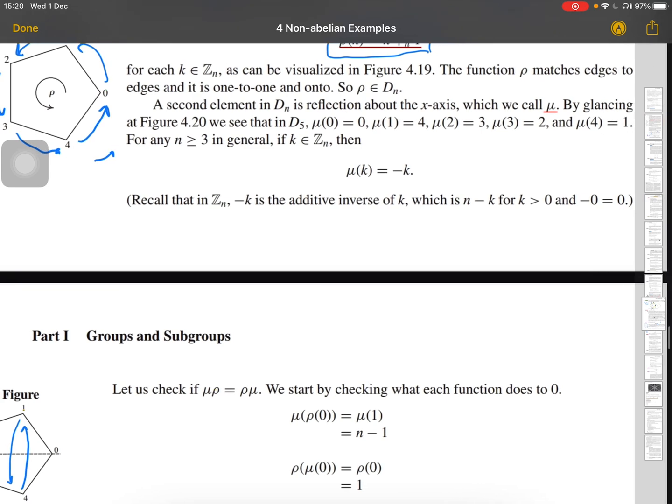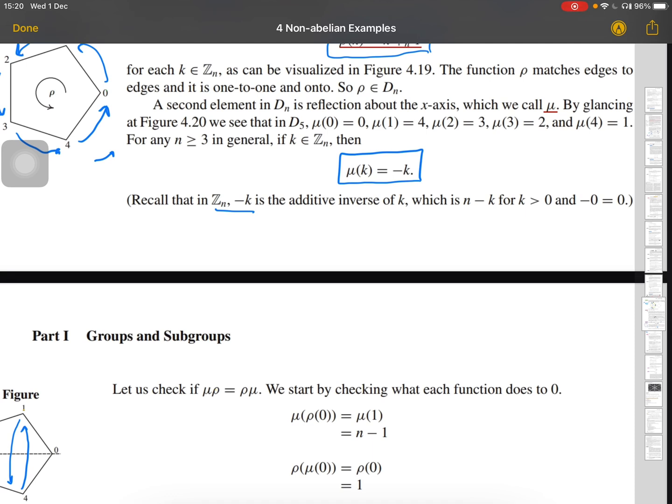So then in general, if k is any element in integer modulo n, then mu of k will always give you the negative of k. Be careful, the negative of k means the additive inverse of k. Recall that in integer modulo n, minus k is the additive inverse of k, which is n minus k for k greater than 0, and minus 0 is 0, meaning that the additive inverse of 0 is 0.